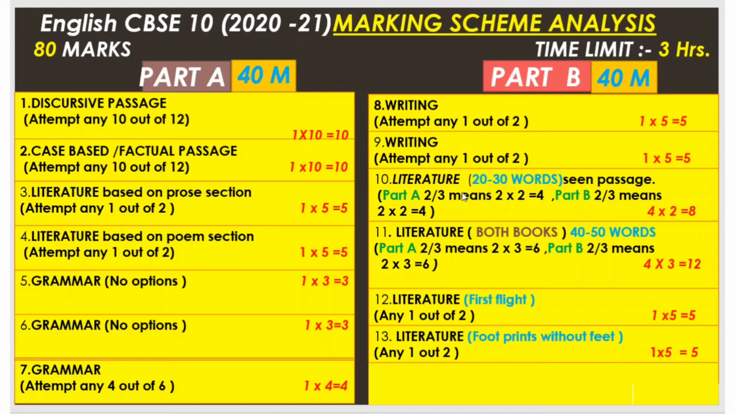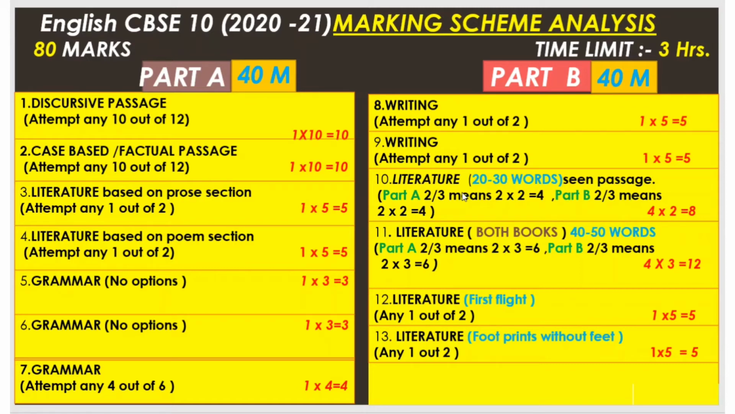Question 3 is a literature-based prose section question. Here you are having 2 questions, divided into part A and part B. From part A and part B, you have to attempt any one, and you can get 5 marks if you are correct. Question 4 is literature based, but it is on the poem section. Here also it is divided into part A and part B. You can attempt any one, either part A or part B, and get 5 marks here.